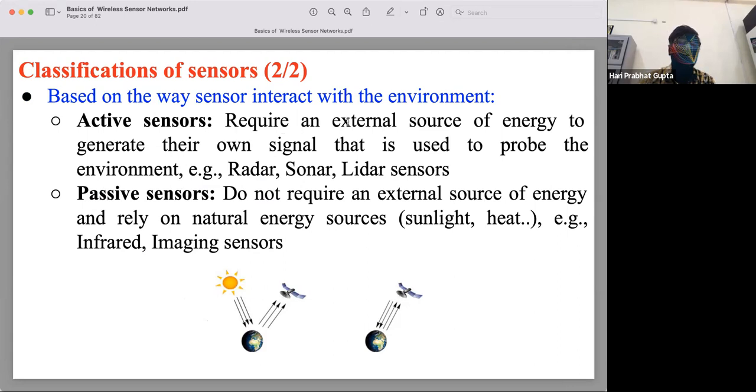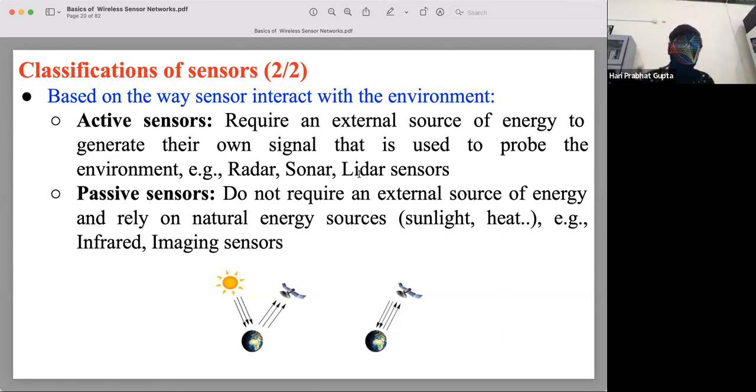Active sensors require an external source of energy to generate their own signals, which are used to probe the environment. They generate energy and reflect back that energy, and then they can detect the motion of birds and other things. Based on the reflection, they can identify whether something is happening, for environment monitoring and other things. Radar and sonar are all active sensors.